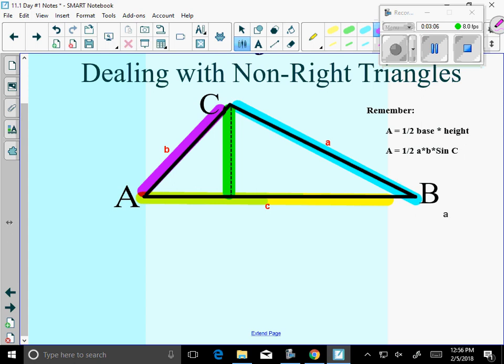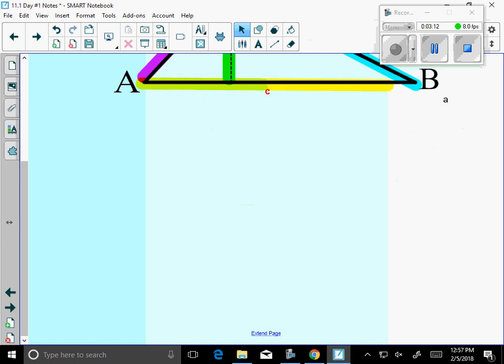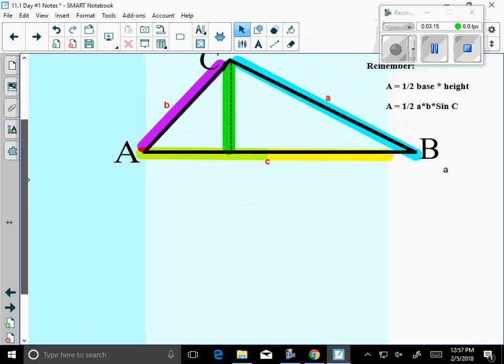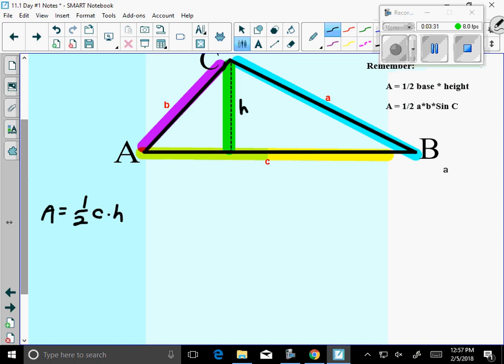Okay. How would I find the area of that triangle? Math, yes. One half base times height, cool. So let's talk about that. This green length here should be height, if I'm not mistaken. So wouldn't the area be one half base? What would the base be in this case? C times height, H.